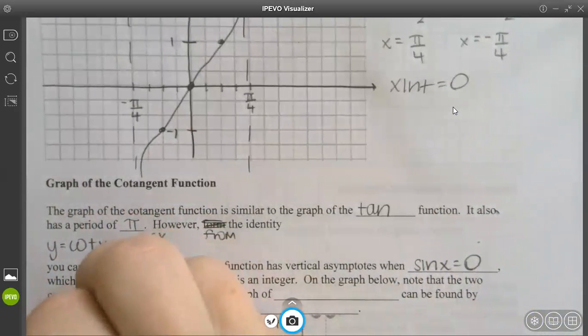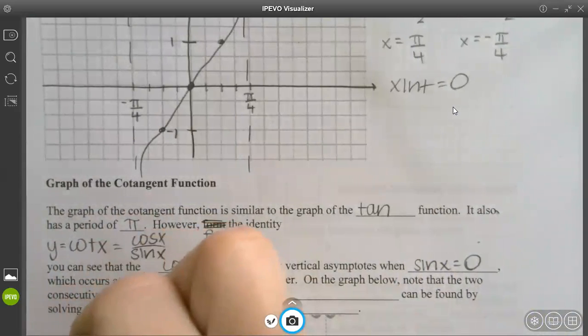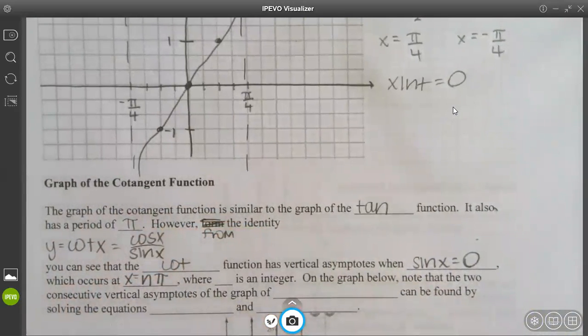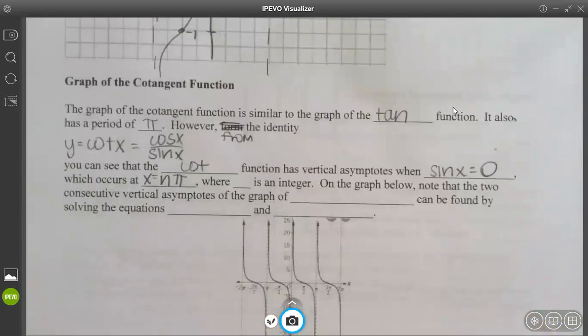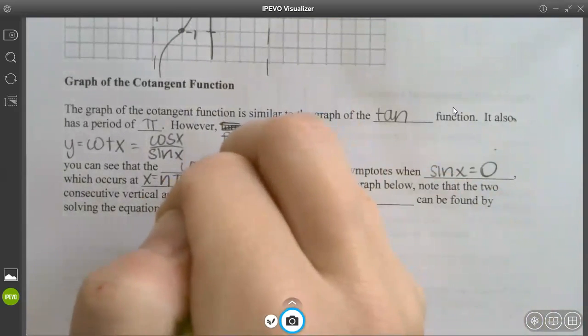That occurs at x equals n pi because that gives you your y value as 0. So at pi or at 180, our y coordinate is 0. I'm sorry, our x coordinate. What am I doing? Hold up. Your y coordinate is 0, which puts it on the bottom. Sorry. All right. Where n is an integer.